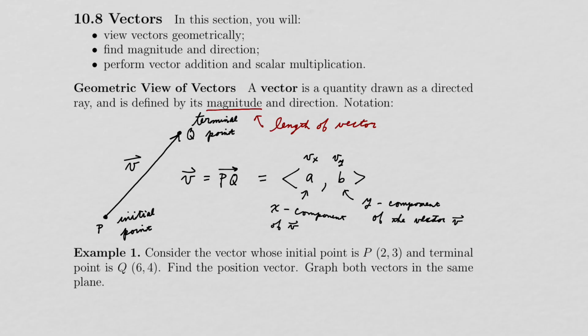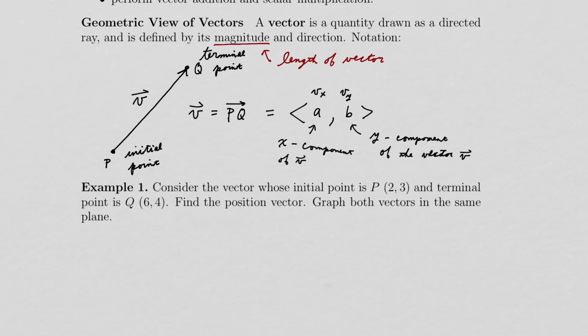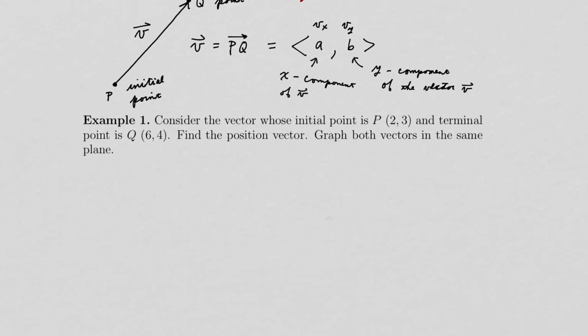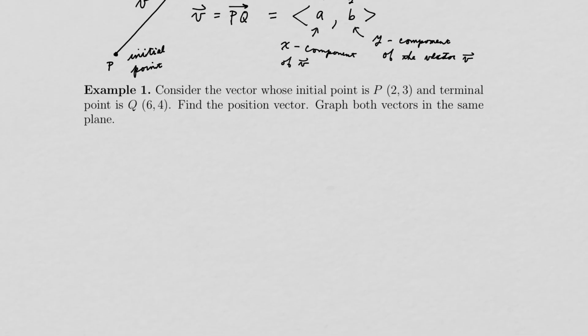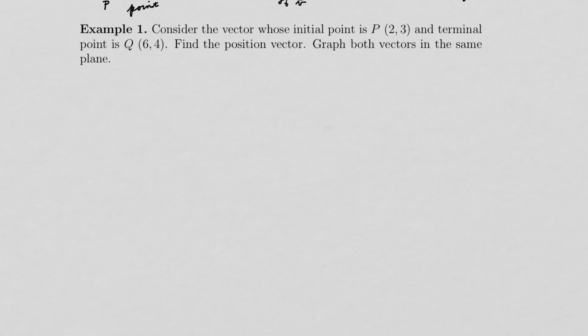Okay, let's look at an example. First example, consider the vector whose initial point P is at (2, 3), and whose terminal point is at (6, 4). We want to graph that vector, and then we want to graph the position vector. A position vector is the same as the original vector, except it starts at the origin. It'll have the same magnitude and direction as the original vector, except it starts at the origin.